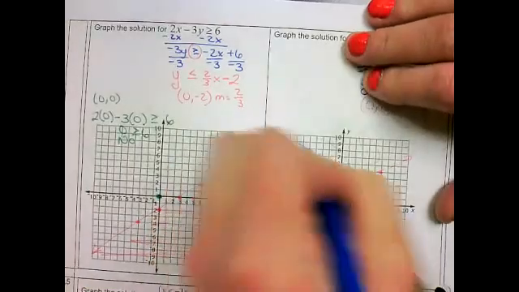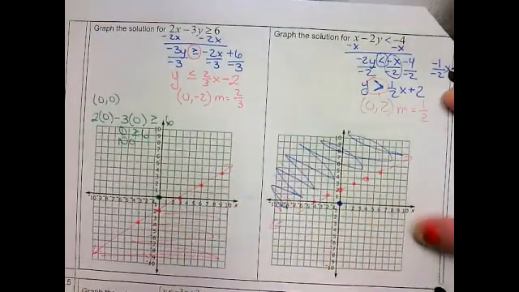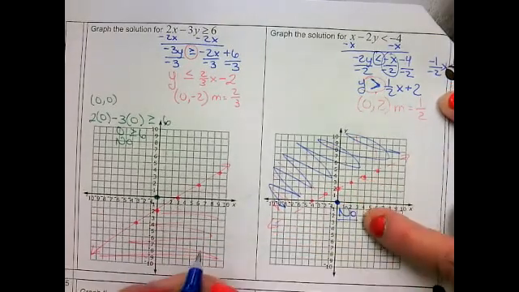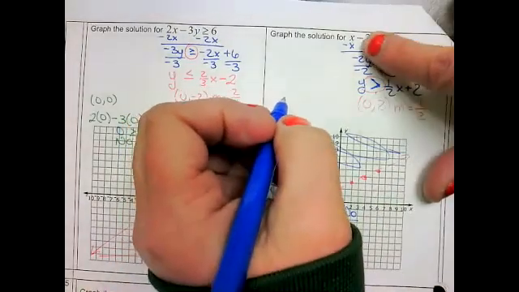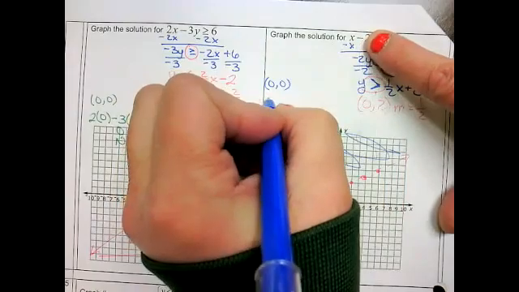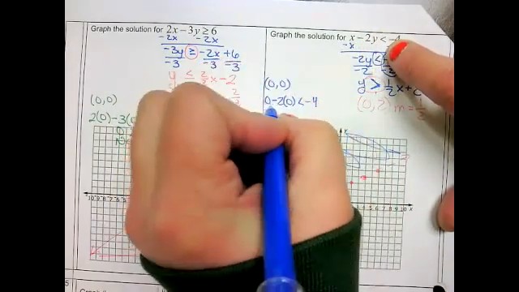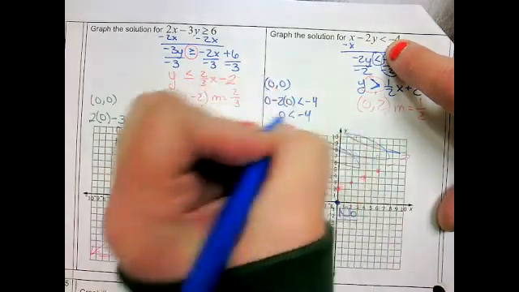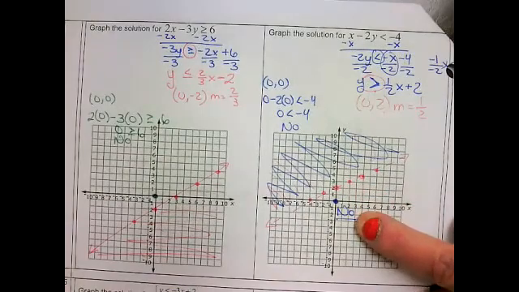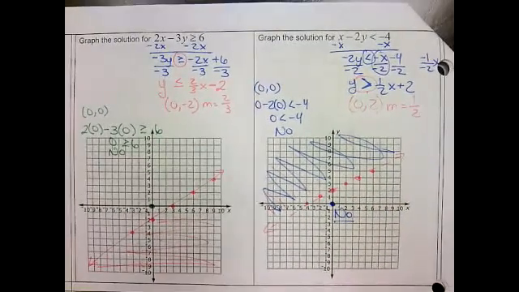Pen's running out there. Right, and now I'm going to plug in the point 0, 0 and see if it works. Is it a solution? According to my graph, it should not be. This should be false. I'm going to plug it back into the original inequality. So 0 minus 2 times 0 is less than negative 4. So 0 less than negative 4, that is not correct. And that point was in the not correct, or the false, area. So we know it's not a solution.